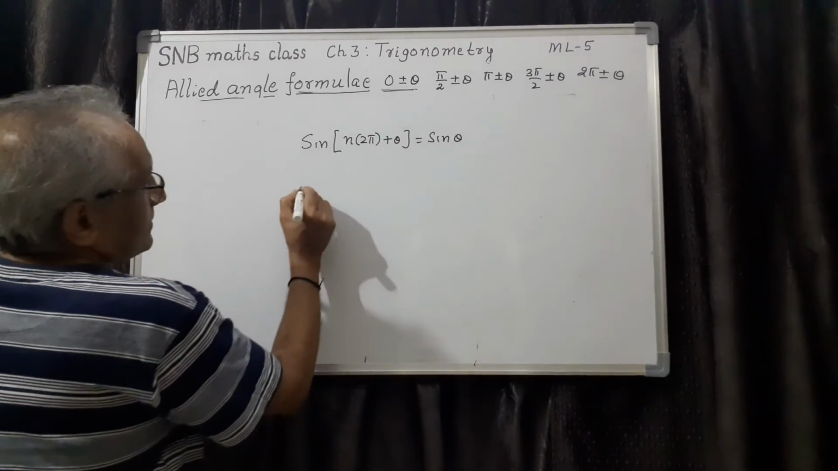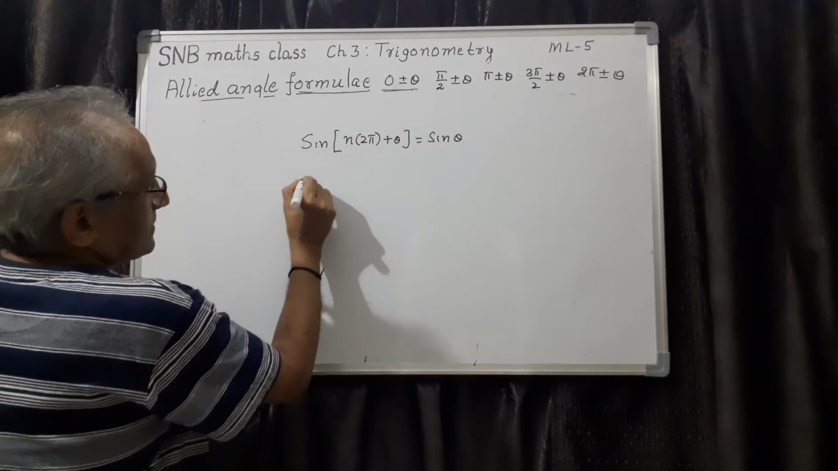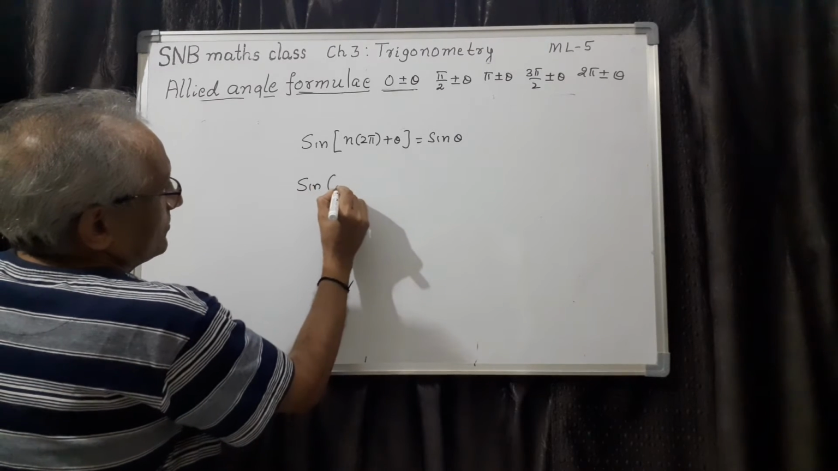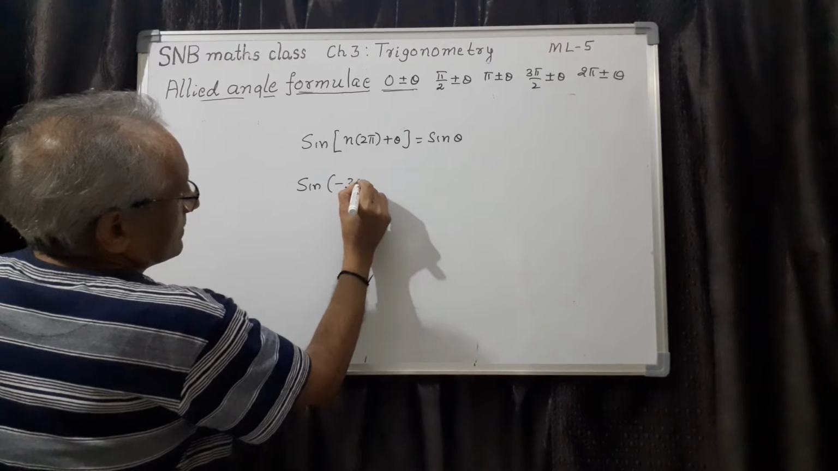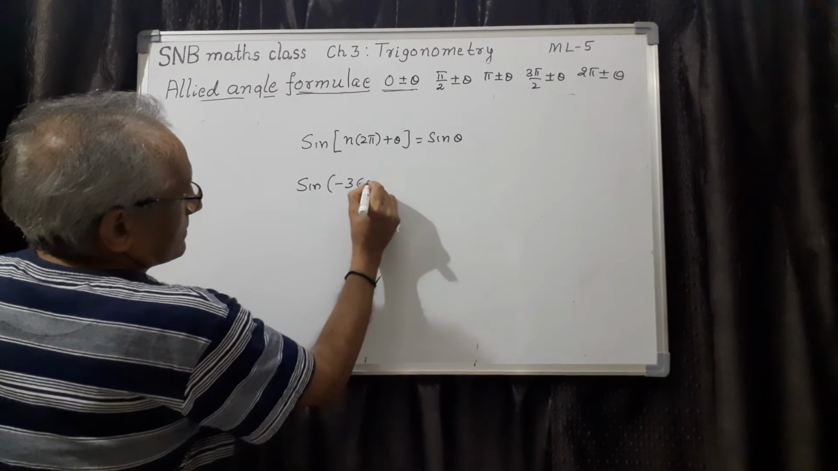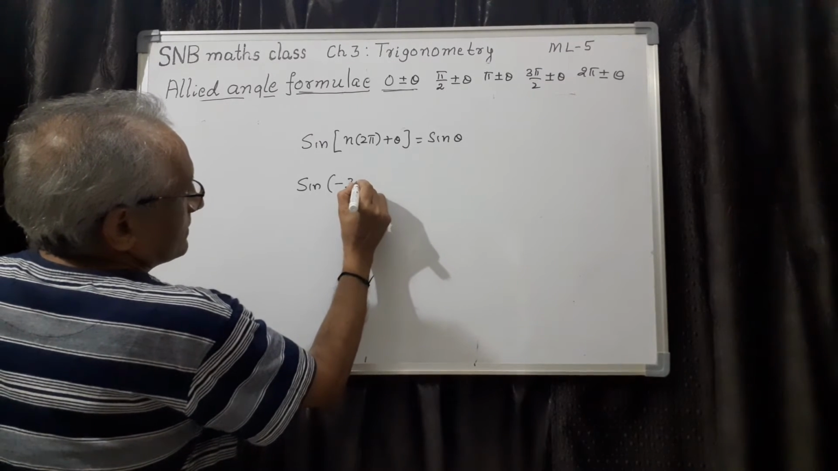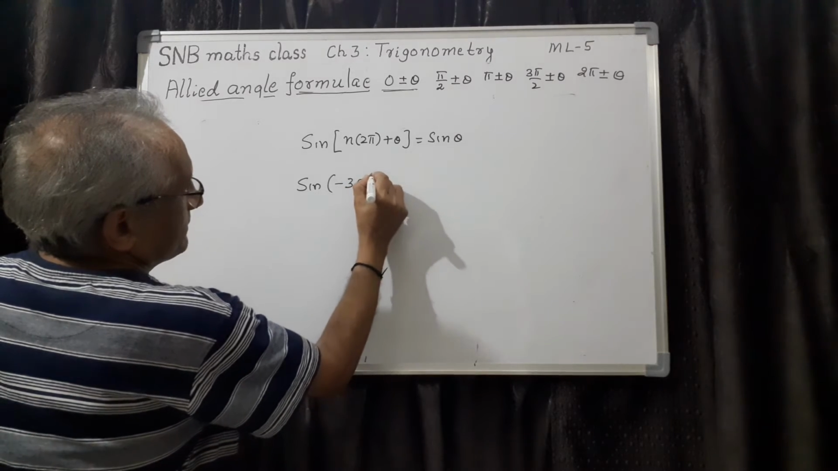Say for example, this is a very useful result. Suppose I have sine of minus 390 degrees.